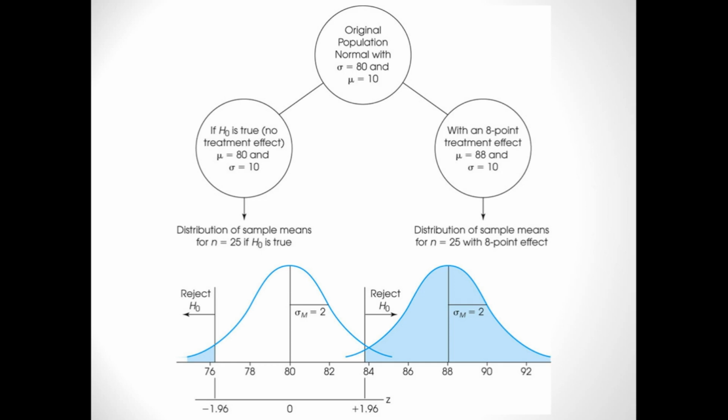The distribution of the sample mean for n equal 25 if H0 is true. We also have a distribution of the sample mean for the same n of 25 with the 8-point effect. So in this situation, we have a rejection region of the null hypothesis test. We will now delve into our practical case to illustrate what we have learned in this tutorial video.